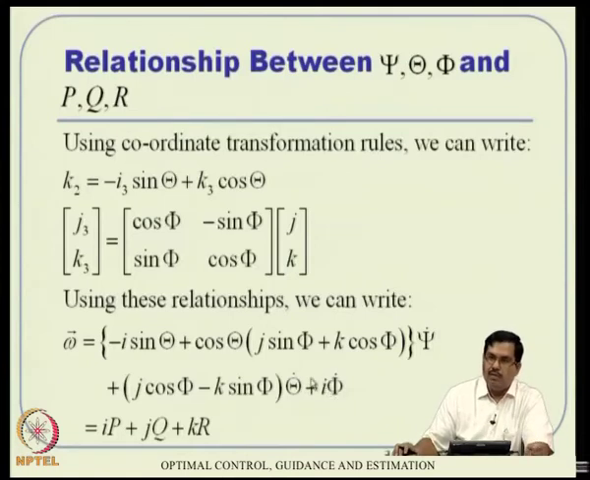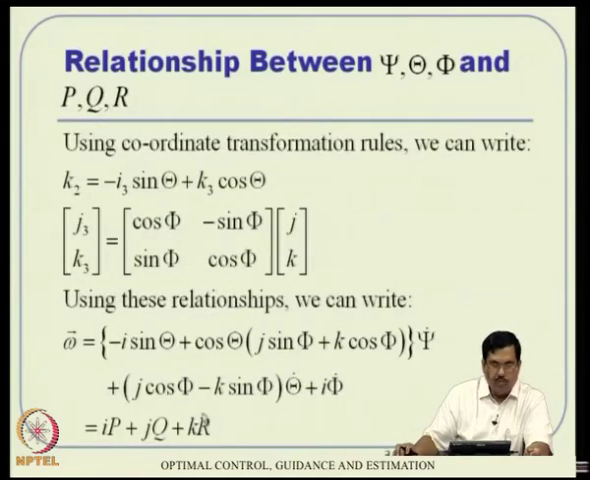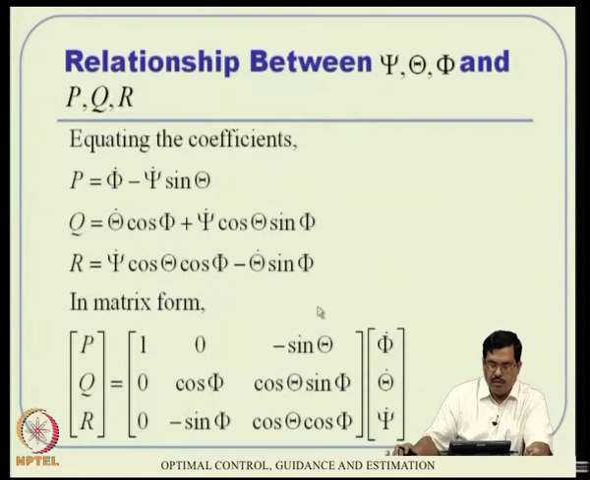So, now I can equate this component by component, because these three are orthogonal quantities. i, j, k are orthogonal to each other. So, I can equate these quantities component by component actually. Let us do that, and then we will have this relationship. If you use this component by component, the relationship will pop up. So, vectorially speaking, I can write it that way.